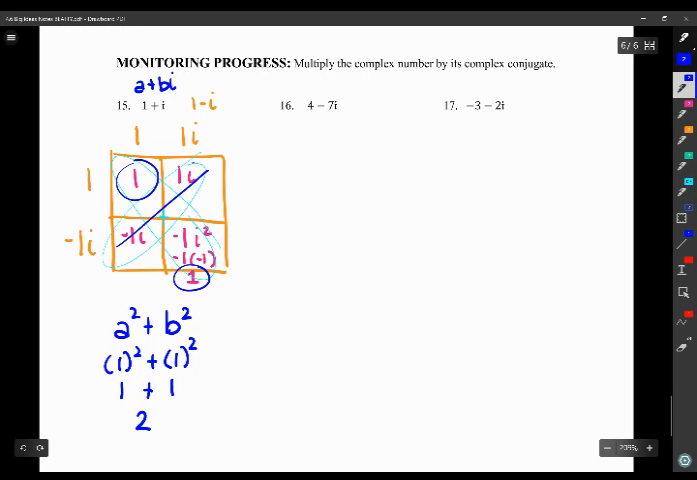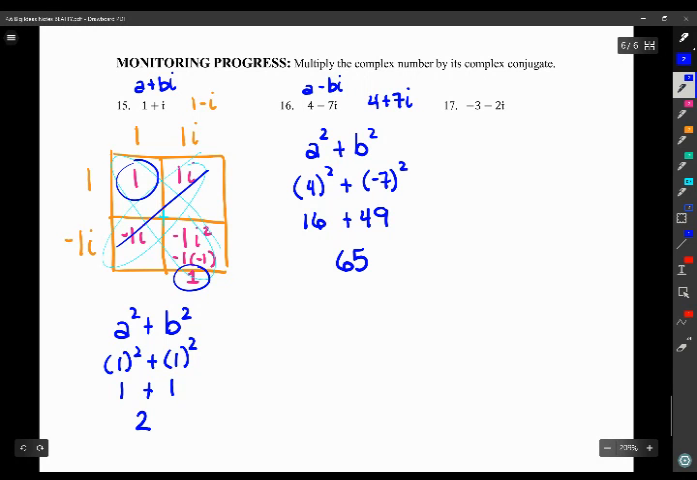So if this is a minus bi, so the opposite would be 4 plus 7i, that's the conjugate. If I do the box, I'm still going to get the same thing as if I just did a squared plus b squared. And again, this only works when you're multiplying a complex number by its conjugate. So a is 4, so this is 4 squared, and b is negative 7 squared. So this is 16, this is 49. When they add them together, I get 65.